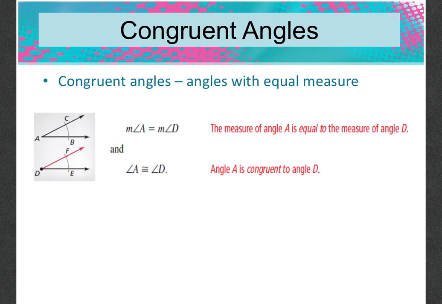Congruent angles, like congruent segments, have the same shape and size. So congruent angles are angles with equal measure. You can either write them as the measure of angle A equals the measure of angle D, or angle A is congruent to angle D. So those two are interchangeable based on the definition of congruence.